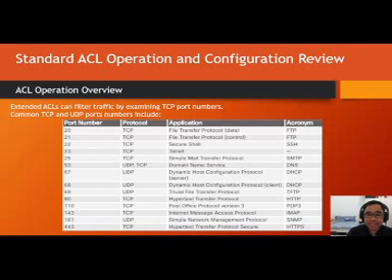Extended ACLs can filter traffic by examining TCP port numbers. Common TCP and UDP port numbers include these. You can see from the list, port numbers 20, 21, 22, 23, and so on. We have TCP, UDP, TCP. Okay, so for port 20 we have FTP, file transfer protocol, and port 21 is also file transfer protocol. Okay.